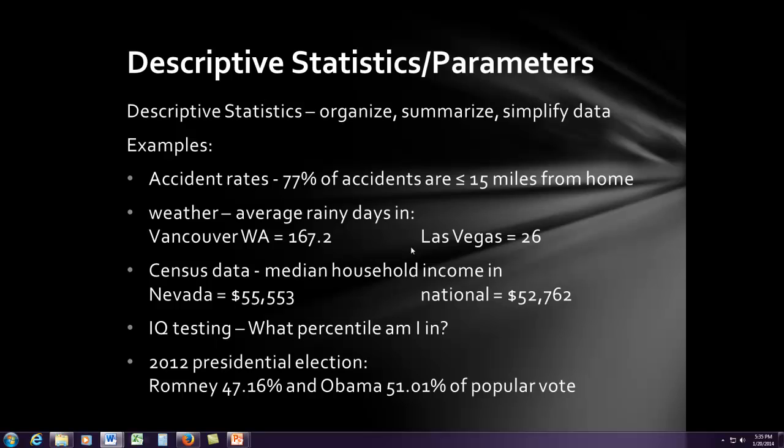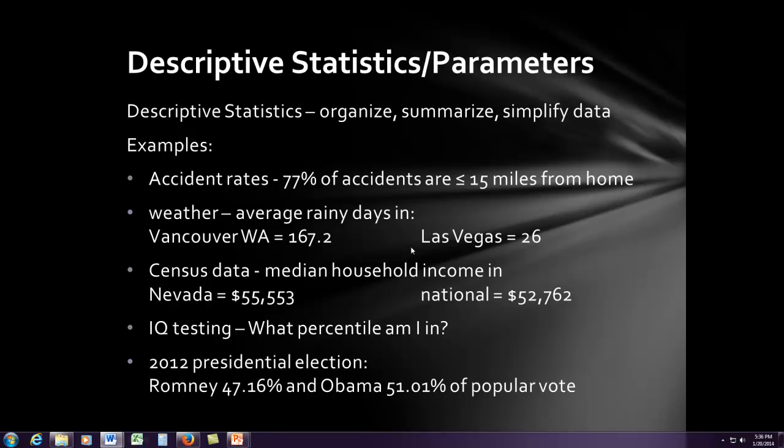So another example of descriptive data analysis would be weather. So the average rainy days in Vancouver, Washington, 167.2, which is where I spent a lot of time. Very rainy there. But here in the Las Vegas area, 26 rainy days average per year. So that average would be considered a parameter because it's describing all of the rainy days in recorded history. So that would be the population, all those days, and then the parameter would be used to describe that, so those averages.